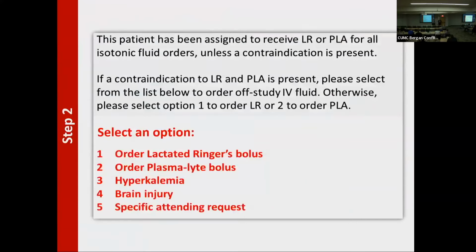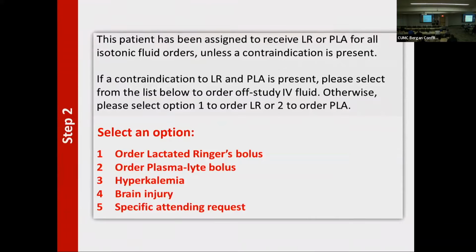There was also a prompt that came up in the order set. If we were in a balanced fluid month and you ordered saline, this was the prompt that would say, do you want to order a balanced fluid? Pick one or two. Does the patient have a real reason why you think they need saline, which were hyperkalemia or head injury, brain injury, or this always, my attending said so. This is sort of like mom and dad because I said so, right? And you could pick one of those and then order saline. But the top two got you still compliant with whatever arm you were randomized to.